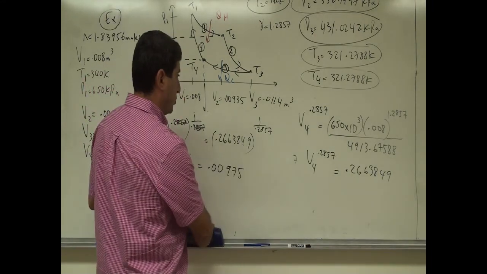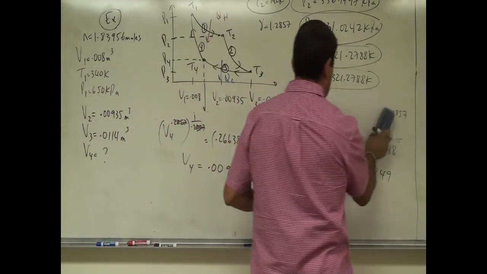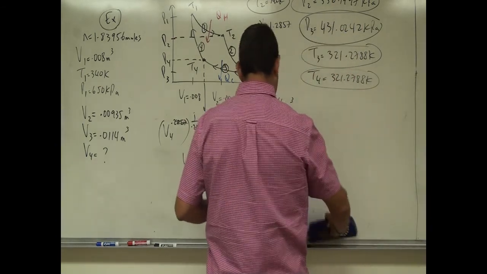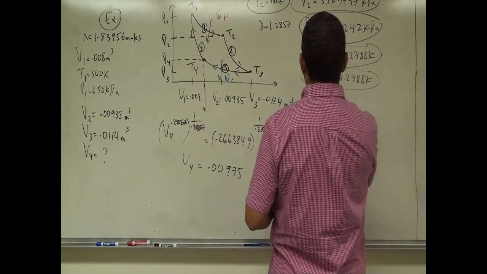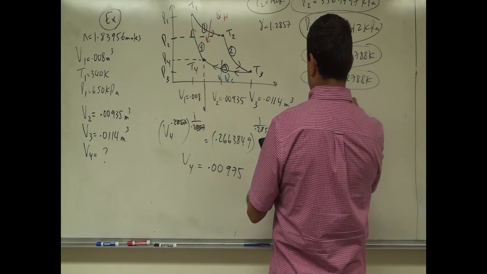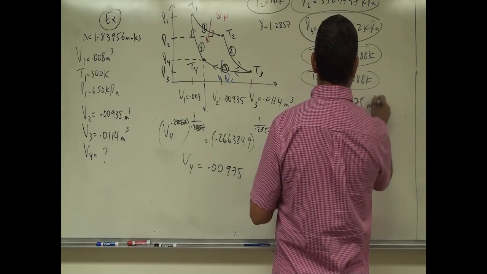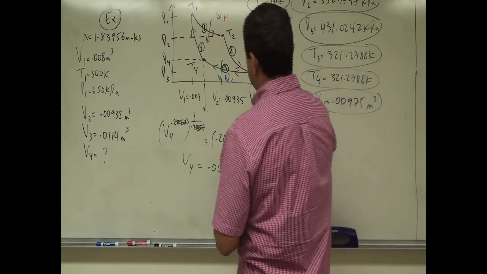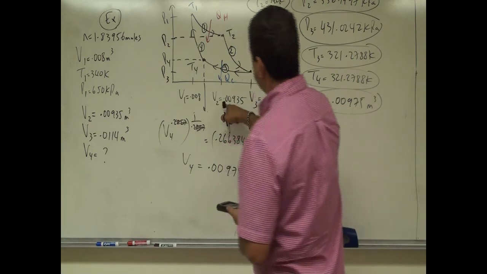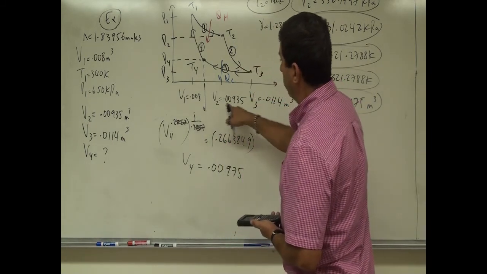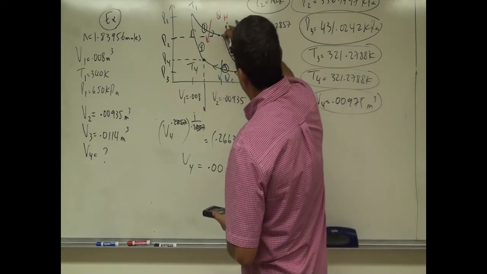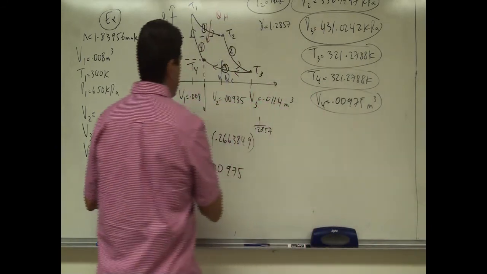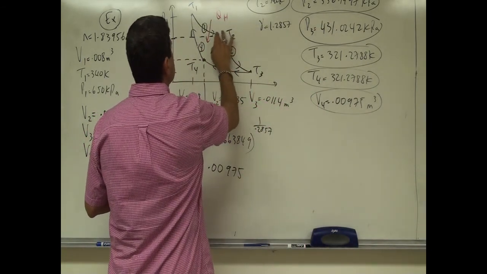So the V4, I'm going to put it over here. V4, 0.00975 meter cubed. So let's see, does that make sense? Well, actually, it looks like V4 is actually larger than V2, right? So the graph looks a little bit different than what I drew here. It should look like this.